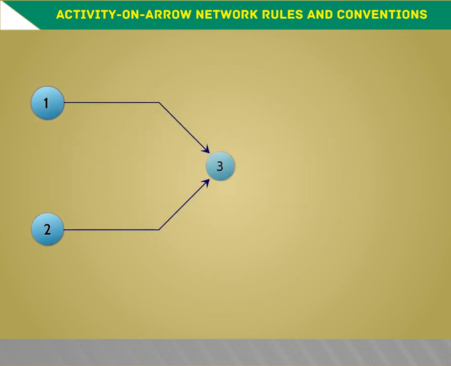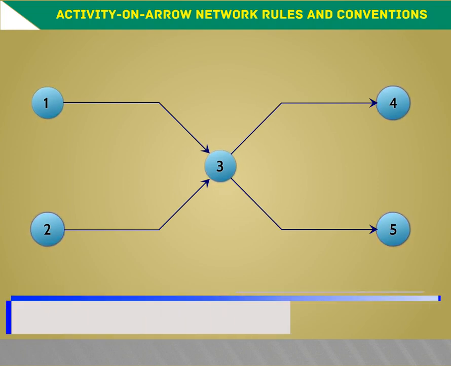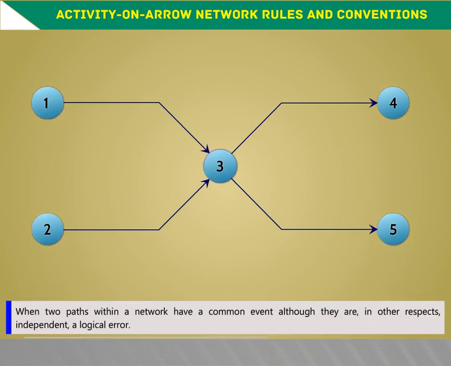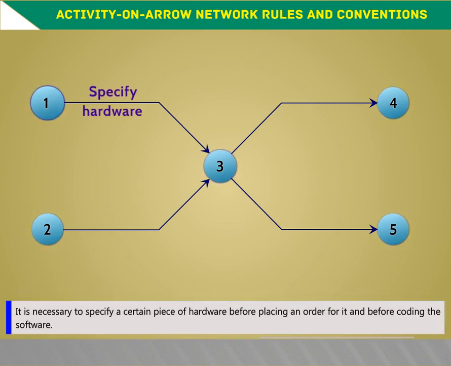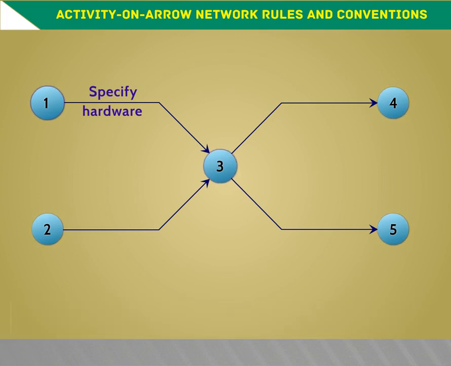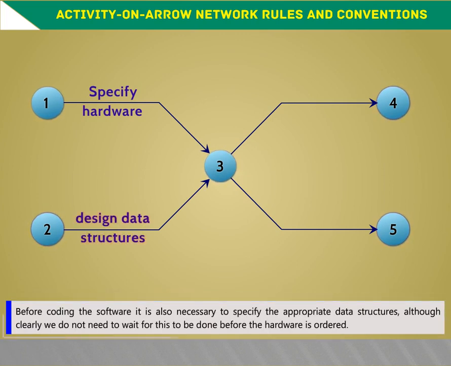Using dummy activities. When two paths within a network have a common event although they are in other aspects independent, a logical error such as that illustrated occurs. It is necessary to specify a certain piece of hardware before placing an order for it and before coding the software. Before coding the software, it is also necessary to specify the appropriate data structures, although clearly we do not need to wait for this to be done before the hardware is ordered.